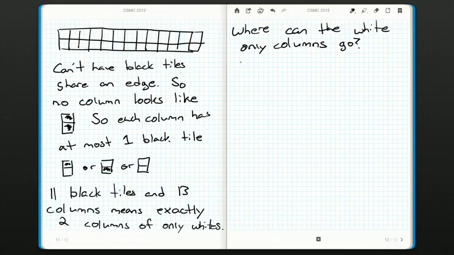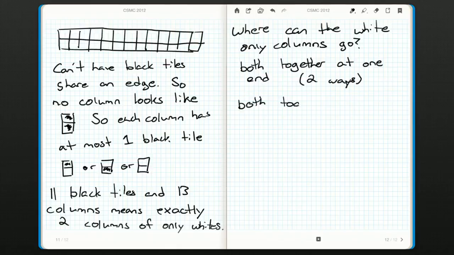So we can have both of them together at one end. There's two ways to do this. So the two ways are they could be at the left end, so both these columns could be white, or both these columns could be white at the right end. We can have them both together somewhere in the middle.